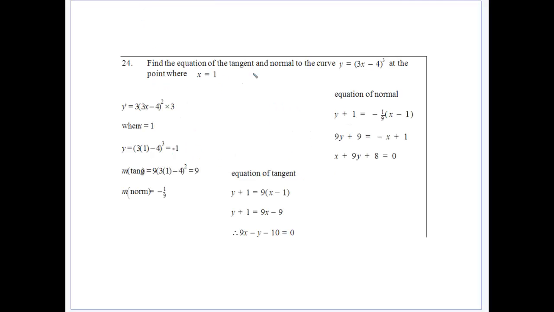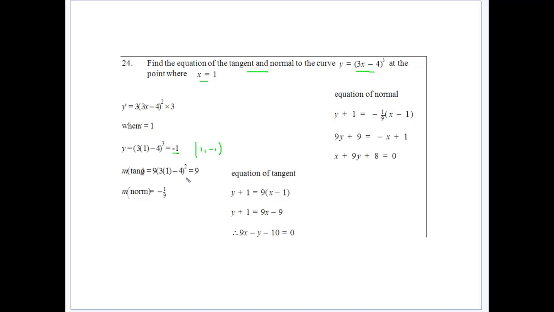Next one here, we want the tangent and normal to this curve at the point where x is equal to 1. So again, we get our gradient by using the chain rule: bring the power down, subtract 1 from the power, keep the bracket the same, and multiply by the derivative of 3x minus 4, which is 3. So that's going to give us 9 outside of 3x minus 4 all squared. When x is equal to 1, we get our y value being minus 1. So that's the point 1, minus 1 on that function.